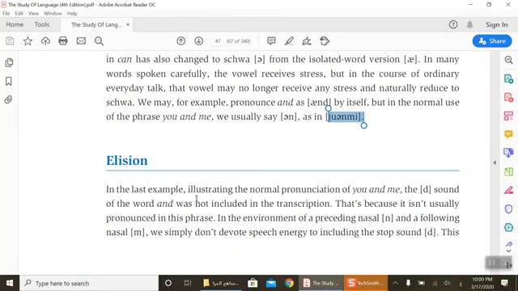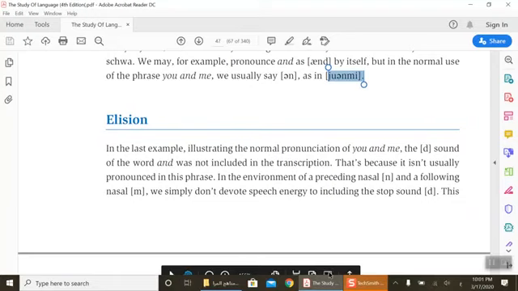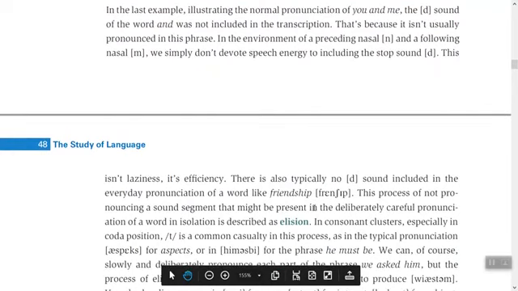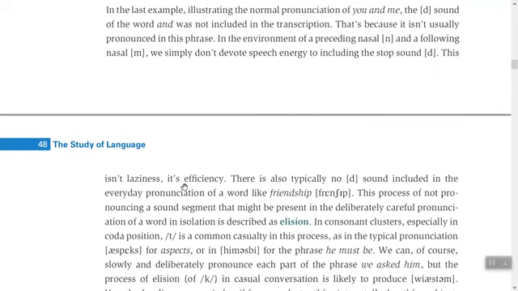We will come to elision. In the last example, illustrating the normal pronunciation of you and me, the sound of the word and was not included. So this is elision. Some sounds are dropped, omitted, because they are not usually pronounced in this phrase. In the environment of a preceding nasal n and a following nasal n, we simply do not include the stop d. This isn't laziness, it is efficiency. There is also typically no d sound in the everyday pronunciation of a word like friendship.